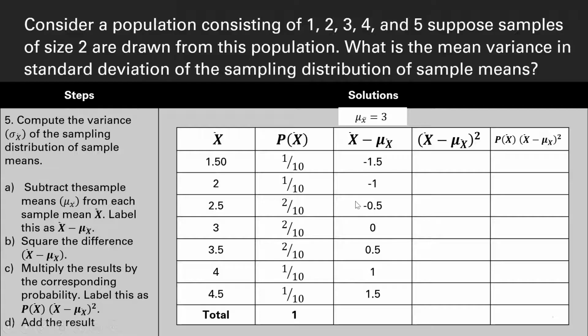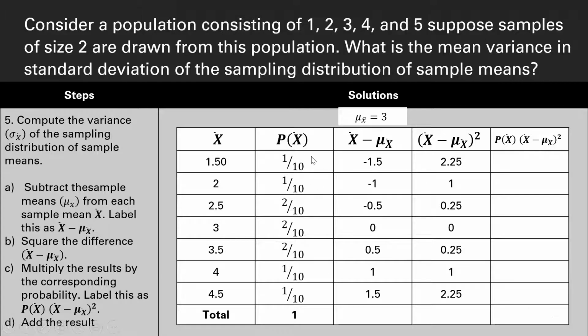Next, we're going to square the difference. So we're going to multiply each by itself. So negative 1.5 times negative 1.5 is 2.25. Negative 1 squared is 1. Negative 0.5 times negative 0.5 is 0.25. 0 squared is 0. 0.5 squared is 0.25. 1 squared is 1. 1.5 squared is 2.25.